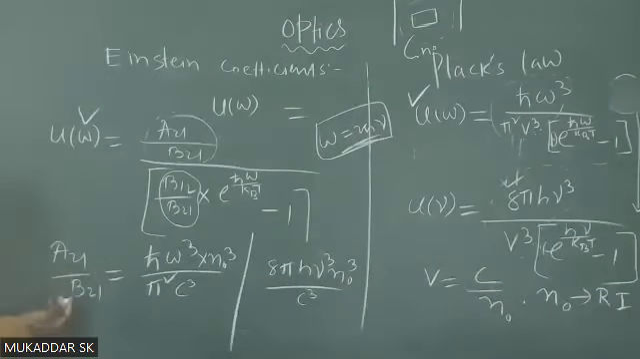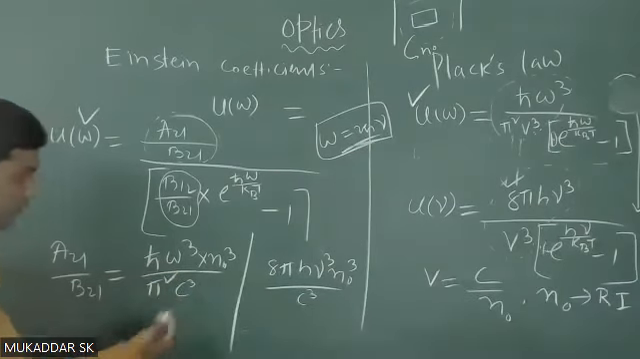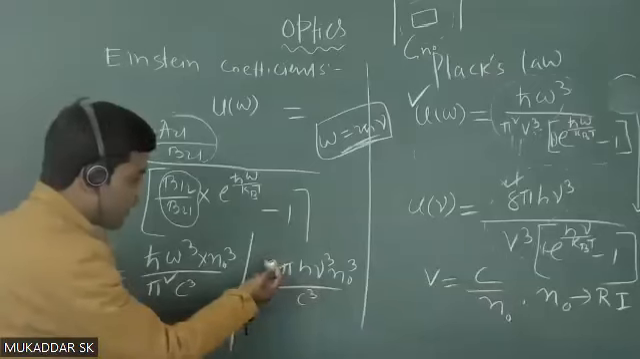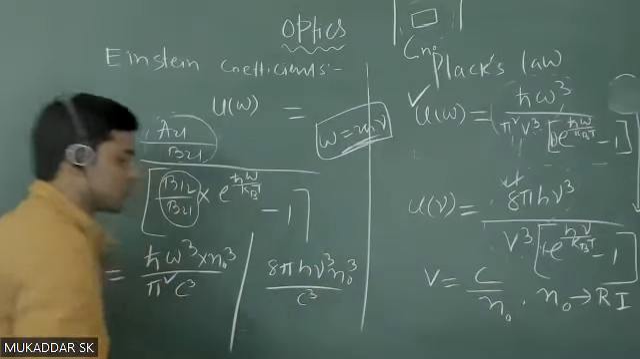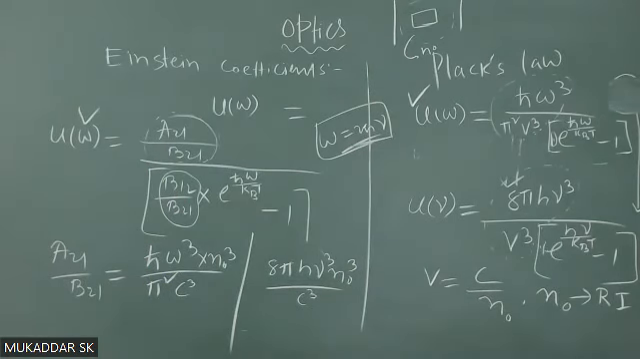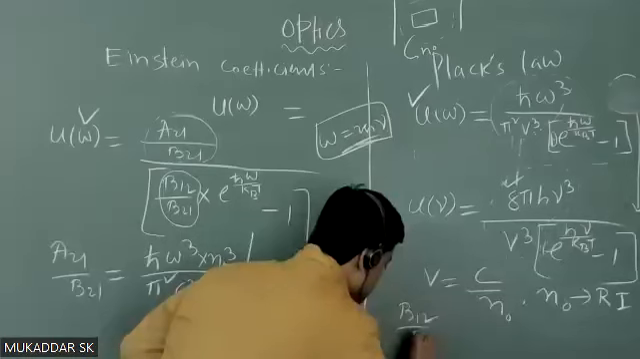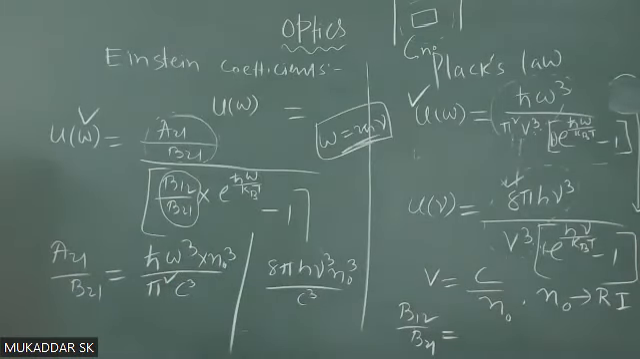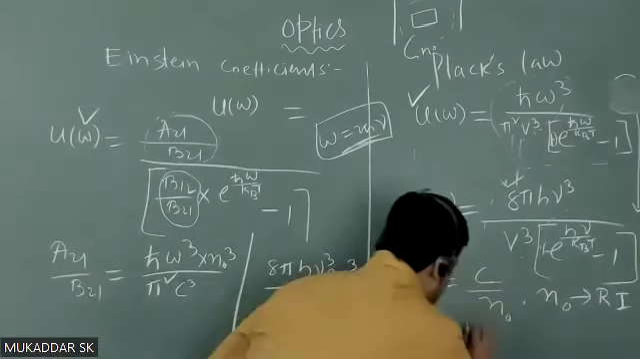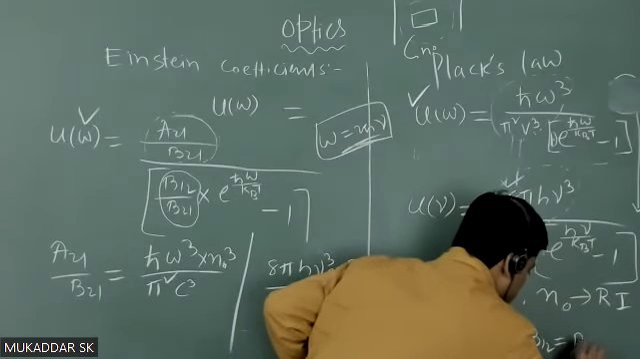So A21 by B21 I can write as h cross omega cube n naught cube divided by pi square c cube, or I can write 8 pi h nu cube n naught cube divided by c cube. And how much will that B12 by B21 be? 1. Exactly. So it will be one. So what does it mean? That B12 equals B21.